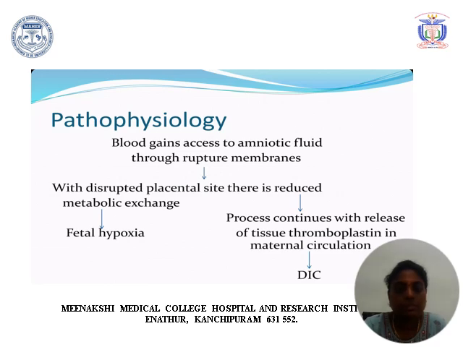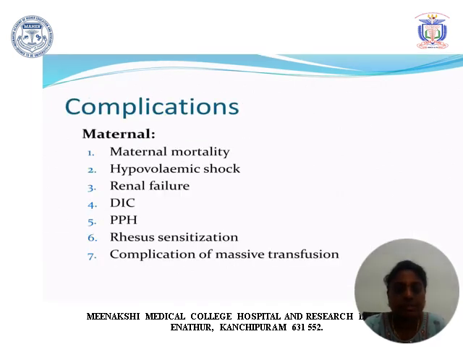The pathophysiology behind it is that blood gains access into the amniotic fluid through the ruptured membranes. With a disrupted placental site, there will be decreased metabolic exchange leading to fetal hypoxia. If this process continues with release of tissue thromboplastin into the maternal circulation, it leads to disseminated intravascular coagulation. Complications of abruption are divided into maternal and fetal.